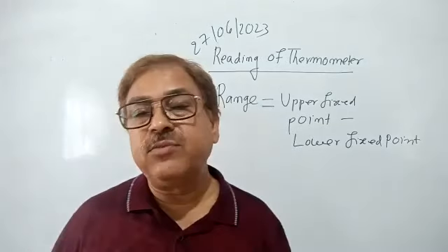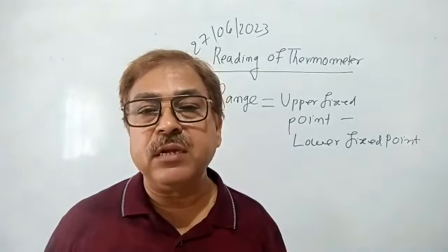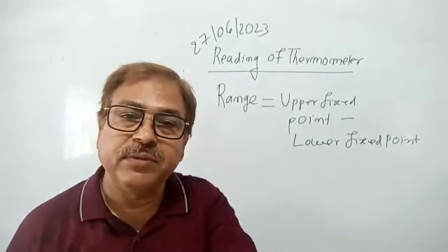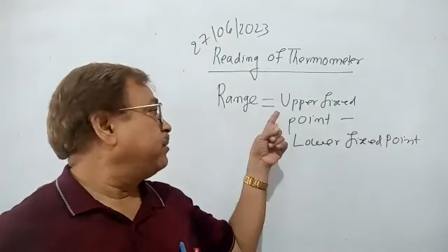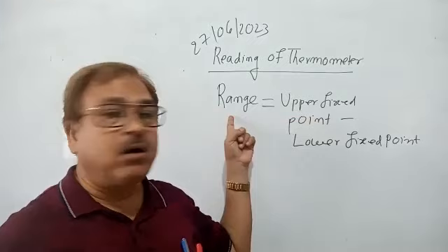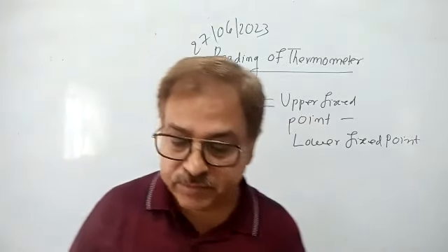How to take the reading of a thermometer? The thermometer is calibrated with a number of equal divisions, and there are two fixed points given in it. One is the lower fixed point, another is the higher fixed point. The difference of the two, upper fixed point minus lower fixed point, is called the range of the thermometer.